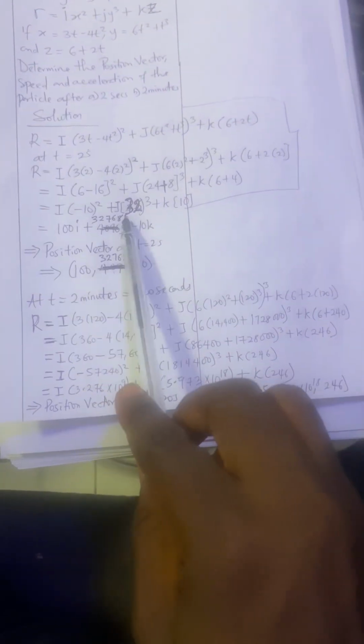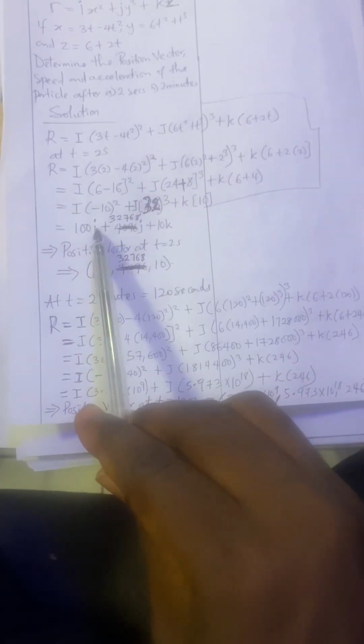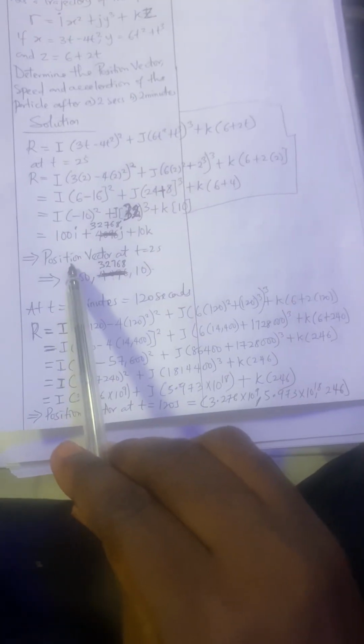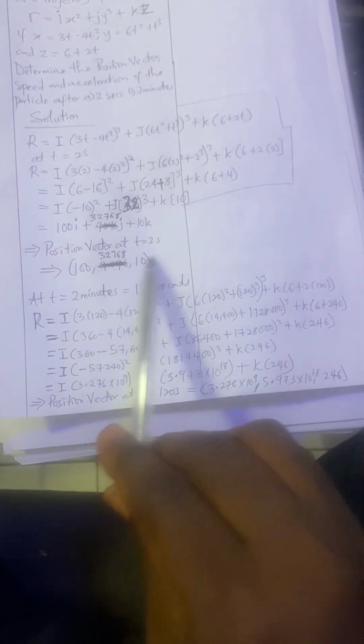And after solving everything, I got my position, expanding the bracket where necessary. I will have 100i here, I have 32768j, and plus 10k. So I said, therefore, my position at t equals 2 seconds becomes 100 on the x-axis, 32768 on the y-axis, and 10 on the z-axis. This is the answer to the position vector after 2 seconds.